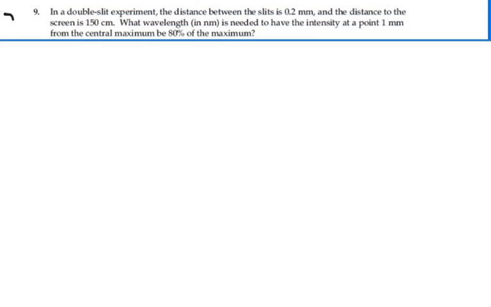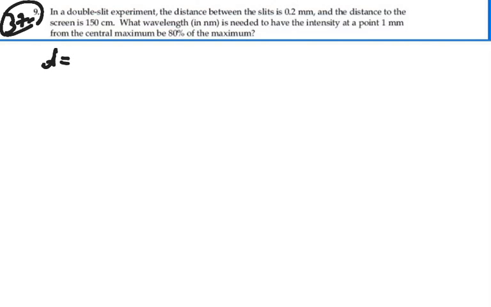Here's problem 37.9. In a double slit experiment, the distance between the slits is 0.2 millimeters and the distance to the screen is 150 centimeters. What wavelength in nanometers is needed to have the intensity at a point 1 millimeter from the central maximum be 80% of the maximum value?